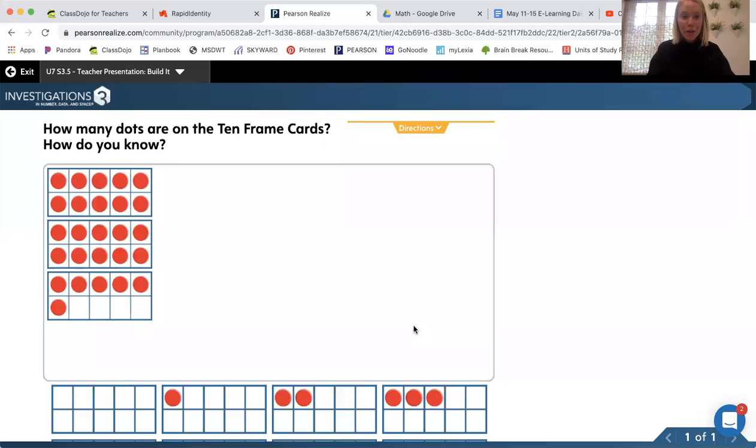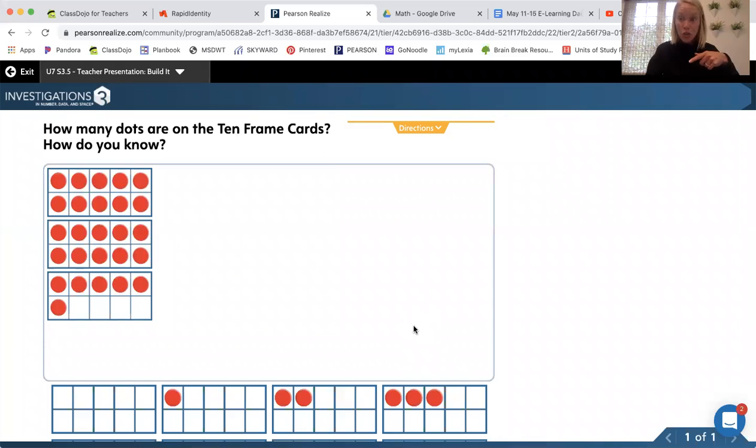Hi guys, we're back with another day of math to work on. We are going to start by playing Build It, and then we are going to play another game. This game is called Race to the Top, How Many Tens? I believe that we have played this before, except this time it's going to be just a little different. Okay, so let's go ahead and start with Build It.